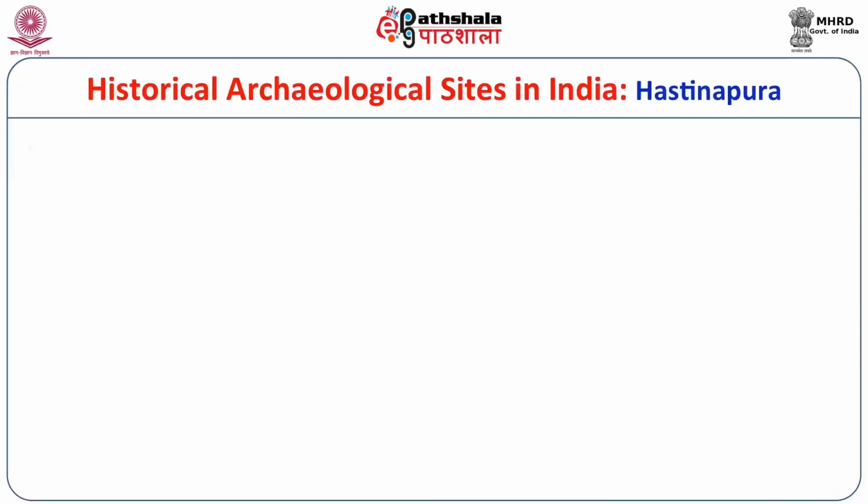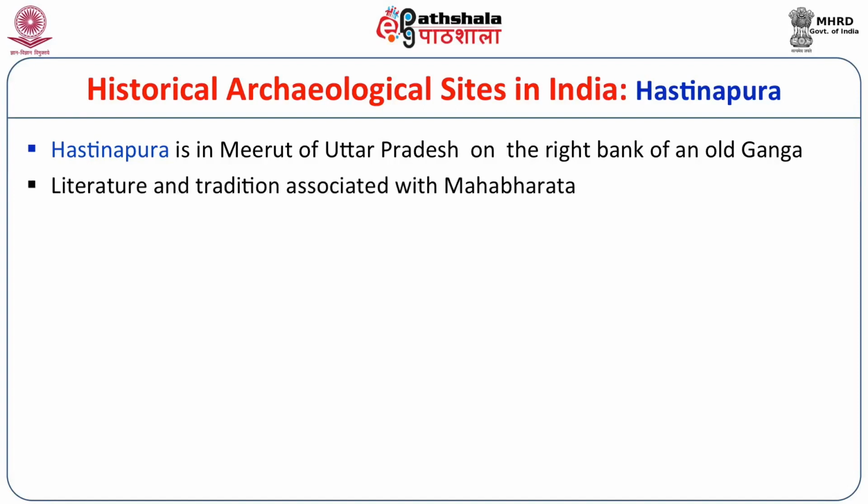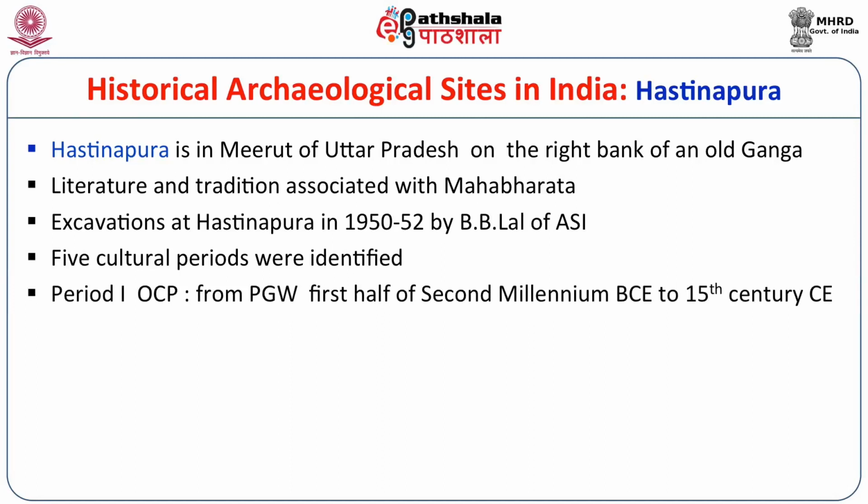Another important site is Hastinapura. Hastinapura is in Meerut district of Uttar Pradesh on the right bank of the old bed of the river Ganga. Literature and tradition often associated with the Mahabharata link Hastinapura as an important site. Excavation at this site was conducted by B.B. Lal of the Archaeological Survey of India between 1950 and 52. This site has produced 5 cultural periods. Period 1 is the Ochre Coloured Pottery culture. Then we have evidence up to the 15th century. It has also produced evidence for the Painted Grey Ware culture.